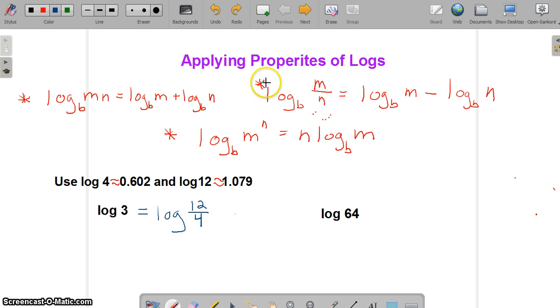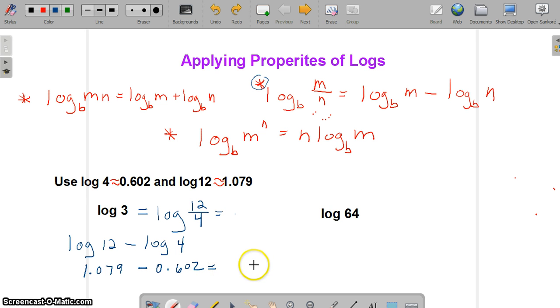Now using this property right here, that tells me when I have a quotient, I can break out my logarithms into 2 logs and subtract. So this is the same as the log of 12 minus the log of 4. Now I know log of 12 is 1.079 because I was given that. And I'm going to subtract whatever the log of 4 is, which I was given, it's 0.602. And when I do that little bit of math right there, you get 0.477. So that I could figure out what the log of 3 was by using this information right here and not using the log key on my calculator.